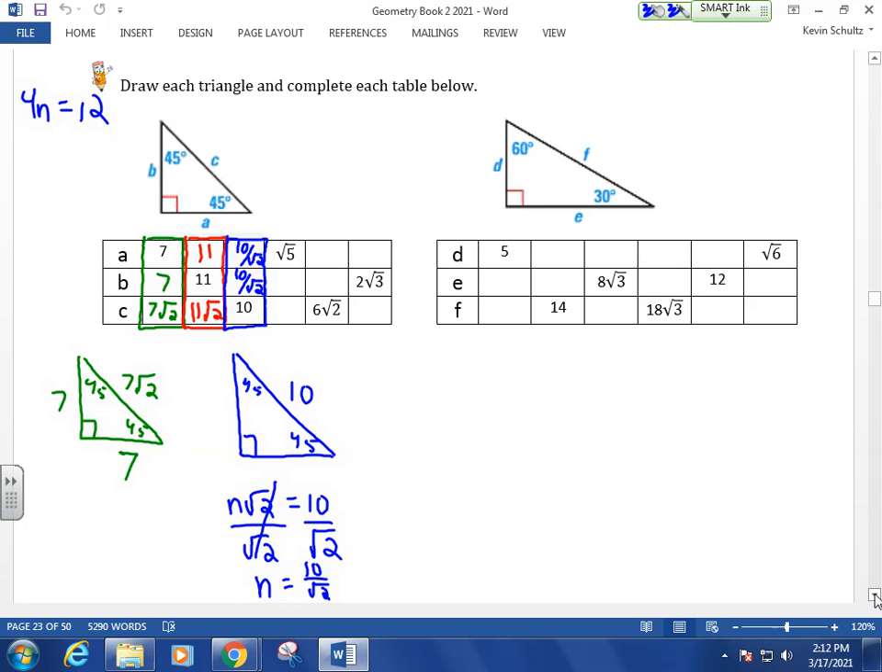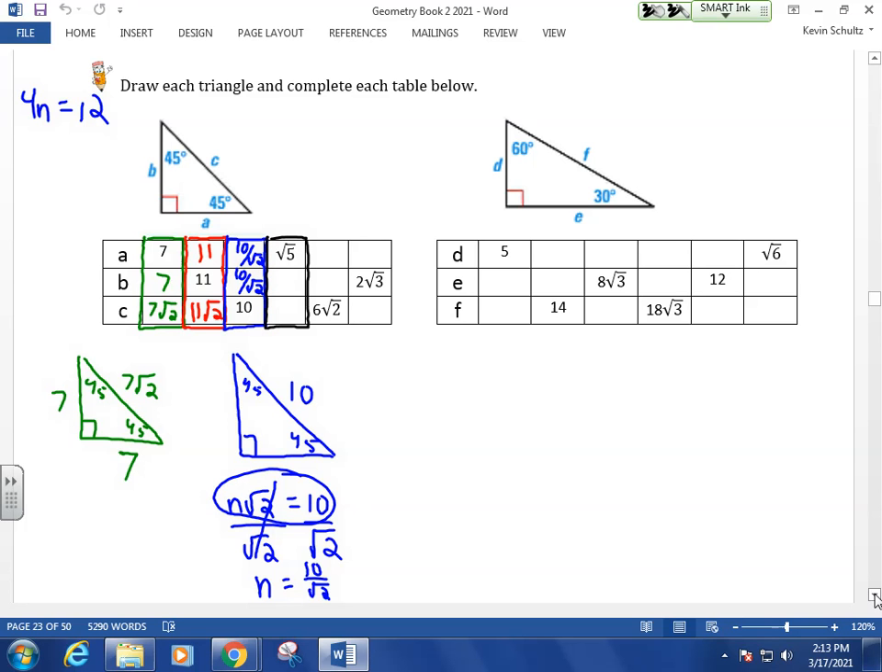Does that kind of make sense? I'm going to keep things fairly basic on the test. If I give you one that involves this type of math, because we haven't done it before, it'll be an extra credit type question. But that's how you would handle it. You would set that value for the hypotenuse equal to its part of the ratio, in this case n root 2, and get n by itself. Let's look at the next one, because that one's kind of funky also.